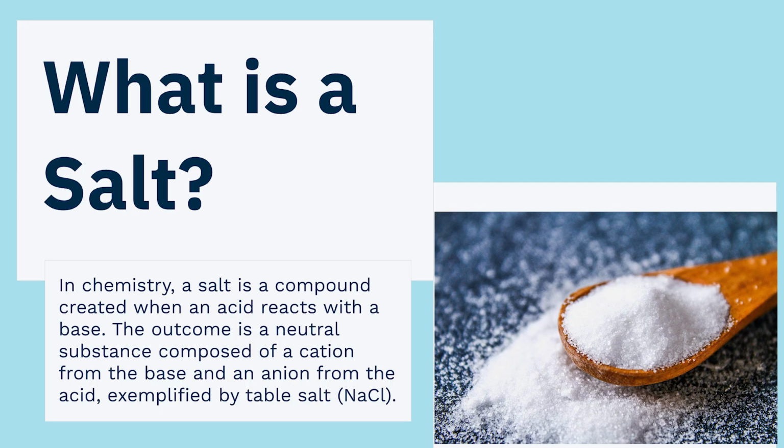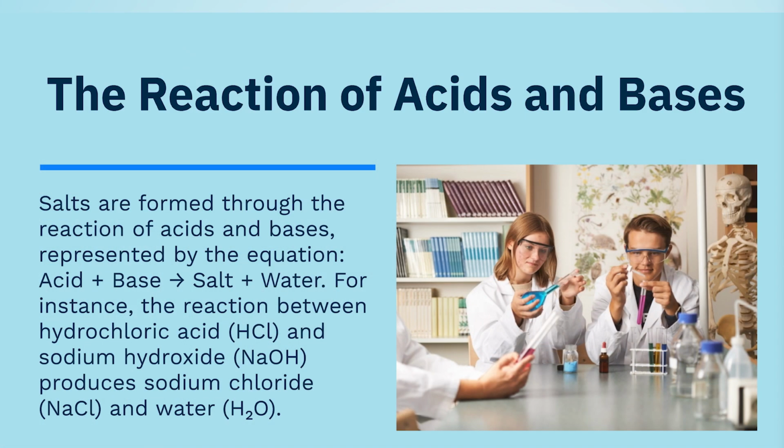So what exactly is a salt in chemistry? In simple terms, a salt is a compound formed when an acid reacts with a base. The result of this reaction is usually a neutral compound consisting of a positive ion, which is cation, from the base, and a negative ion, which is anion, from the acid. Let's break this down with a basic example. When hydrochloric acid reacts with sodium hydroxide, they form sodium chloride, which is table salt, and water.